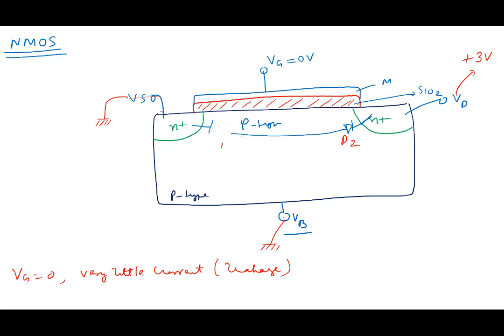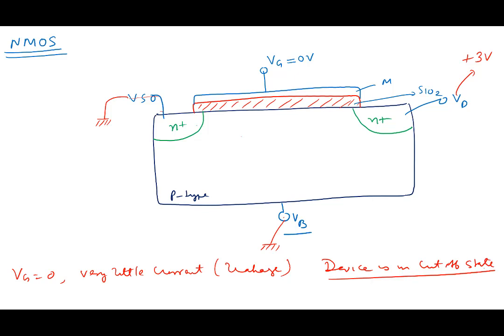Now I'm going to remove the diode. Our interest is not so much in the diode now. Just to show you that with VG equal to 0, there is very little current. So the device is basically in the off state. The device is in cutoff state. Okay? That's the normal state of the device, because we are talking about an NMOS enhancement mode transistor.